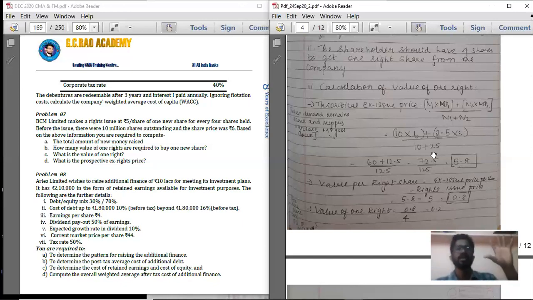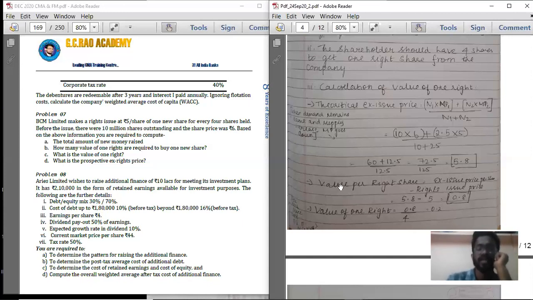Simple. The market value before right issue plus the right issue value, divided by total shares. If you divide it, you will get the theoretical ex-issue price. From the theoretical ex-issue price, if you deduct the right issue price, you will get the value per right share.